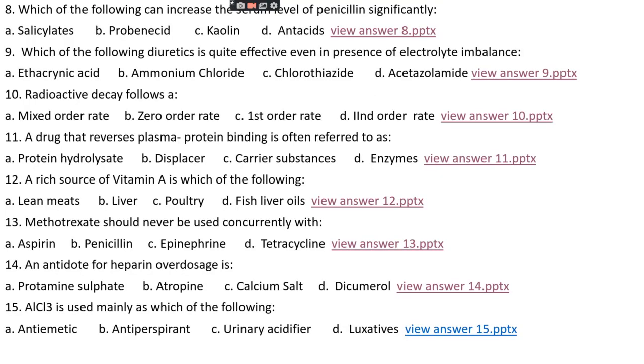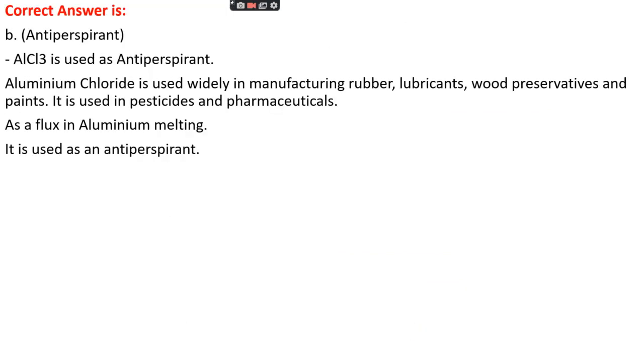Question number 15. Aluminum chloride is used mainly as which of the following? Option A, antiemetic. Option B, antiperspirant. Option C, urinary acidifier. Or option D, laxative. The right answer is option B, that is antiperspirant. Aluminum chloride is used as an antiperspirant.